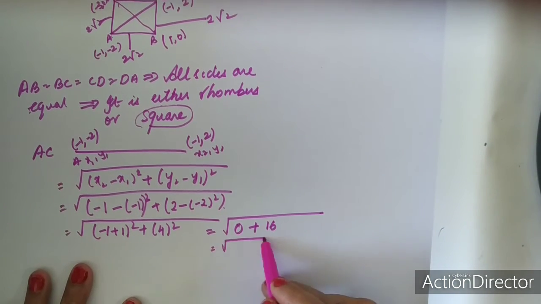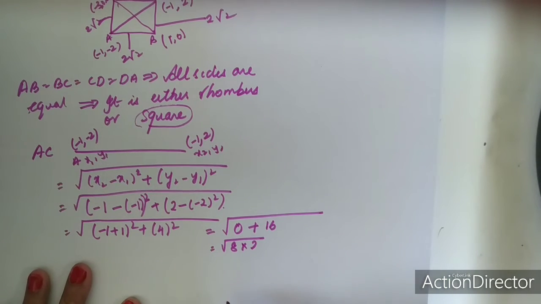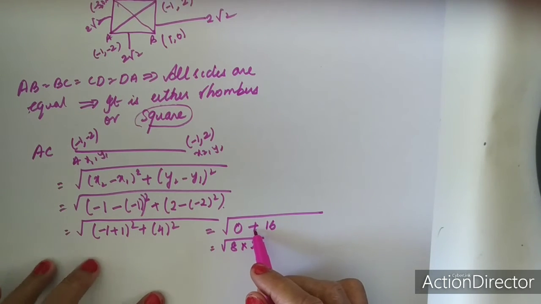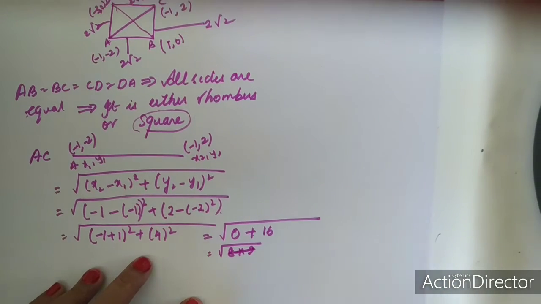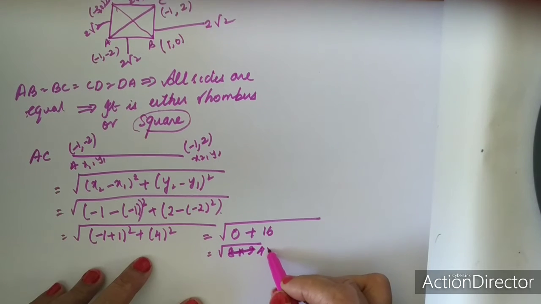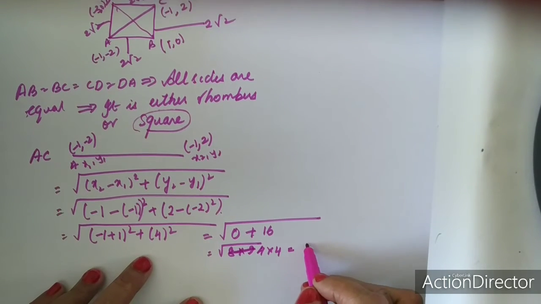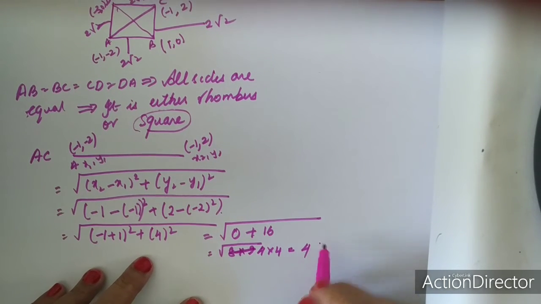16 can be written as 4 into 4, since 4 fours are 16, which is equal to 4 units.